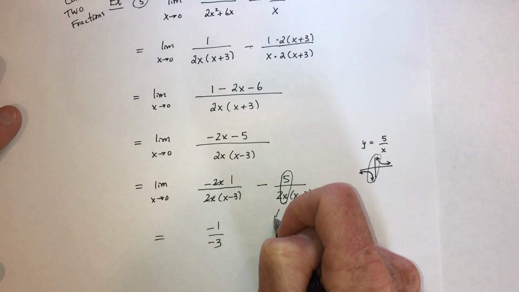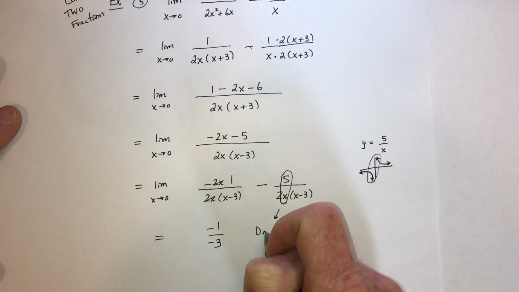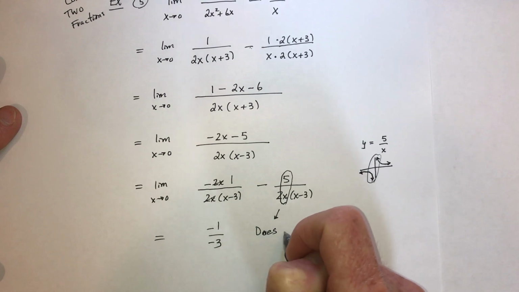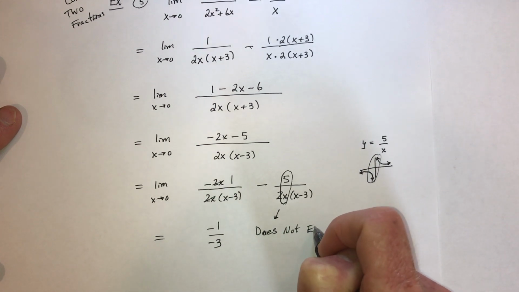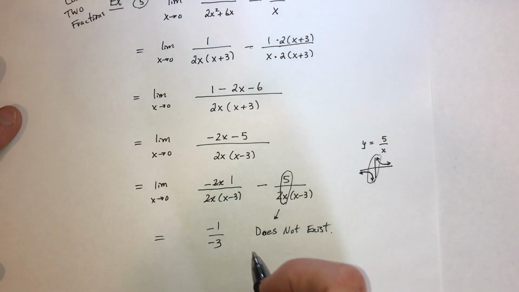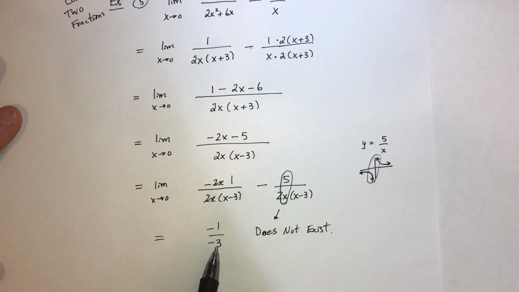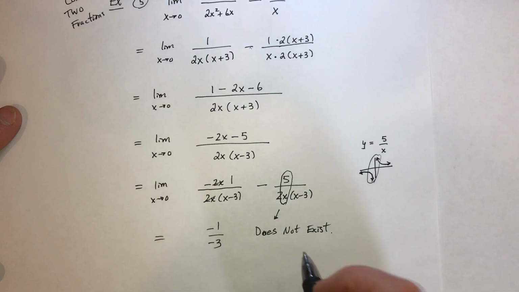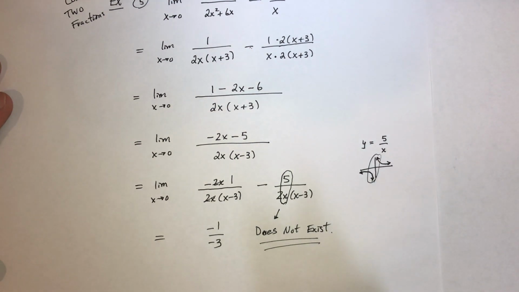So for this part, it does not exist. And so basically the answer is a 1/3 plus a does not exist means it does not exist.